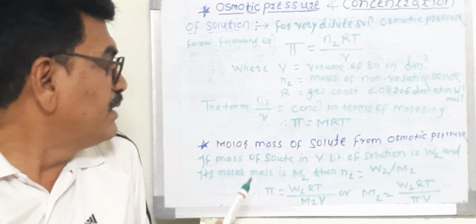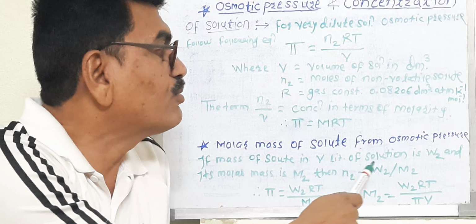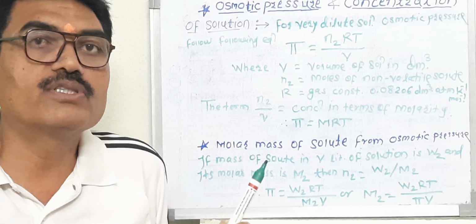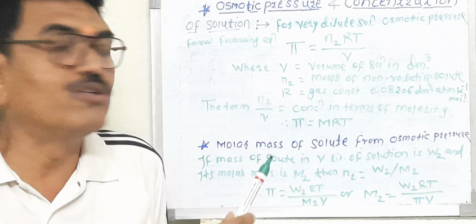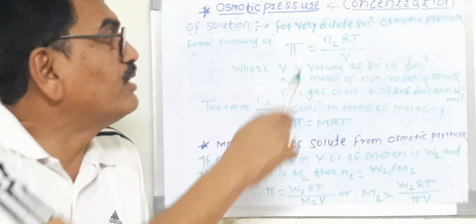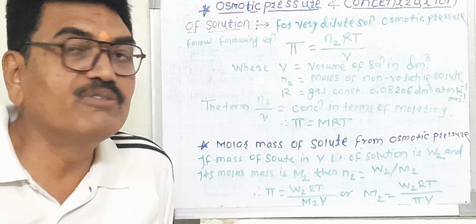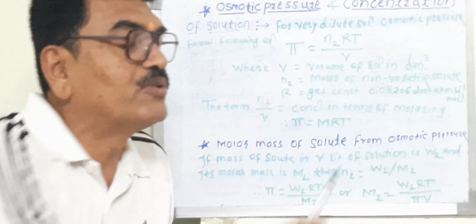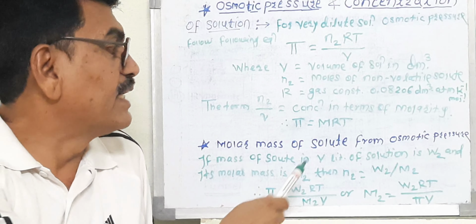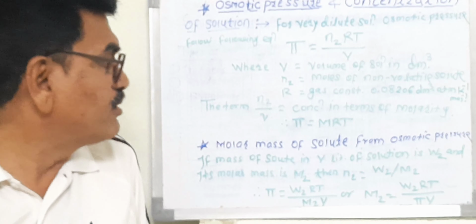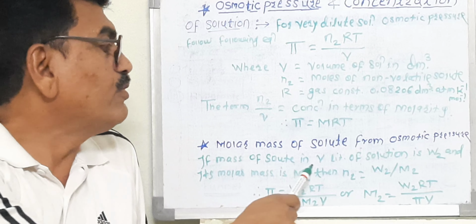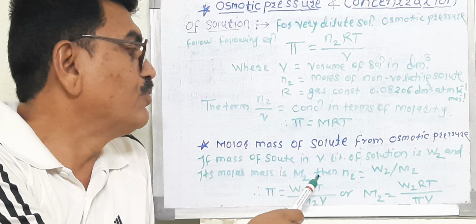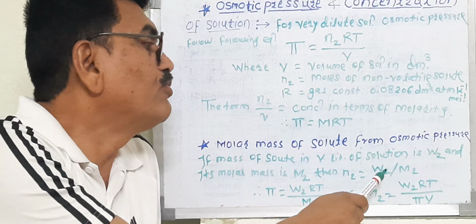If the mass of solute in V liters of solution is W2, now instead of number of moles per liter volume N2 by V, we know how the number of moles can be calculated when the weight is given. How is the number of moles calculated? That is the weight of the substance W2 divided by its molar mass, that gives the number of moles. Very simple. If the mass of solute in V liters of solution is W2 and its molar mass is M2, then the number of moles is W2 upon M2.